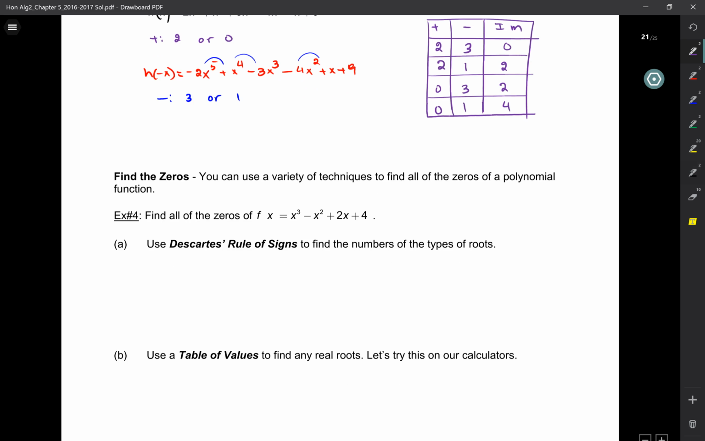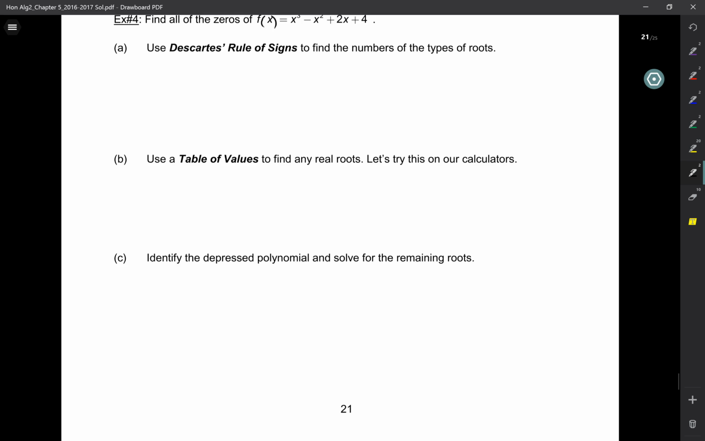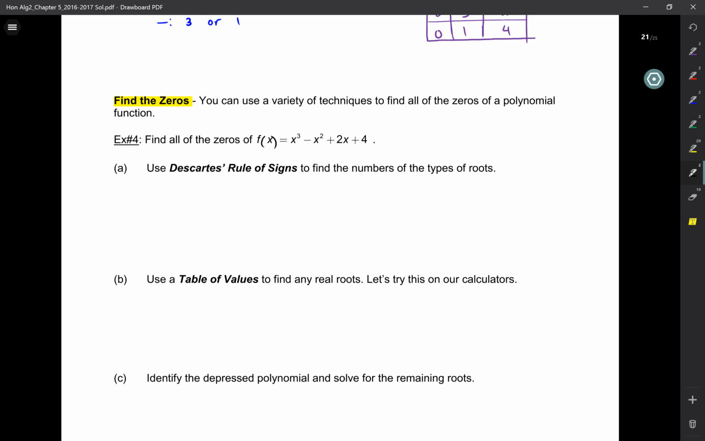All right. Now, how do we find the zeros? Well, we have now a variety of techniques to find the zeros, right? Let's start narrowing down our list. Descartes' rule of signs, right? Let's use Descartes' rule of signs to find the numbers and the types of zeros. So, how many positive zeros are there? A possibility of 1, 2, or 0. How many negative? Well, let's see.